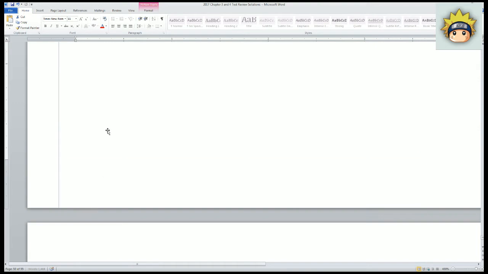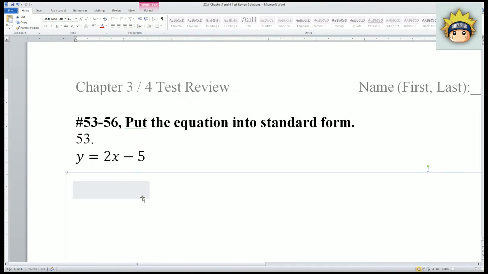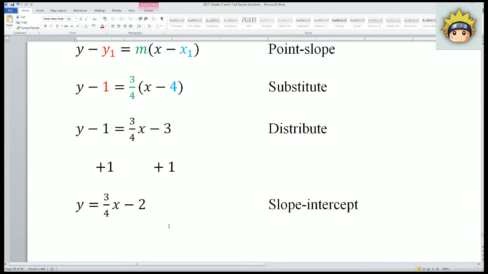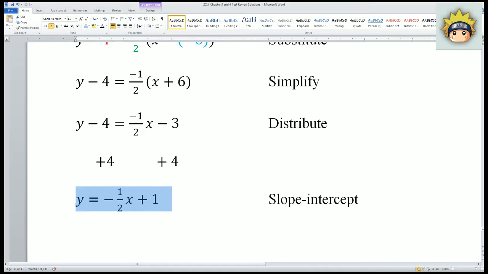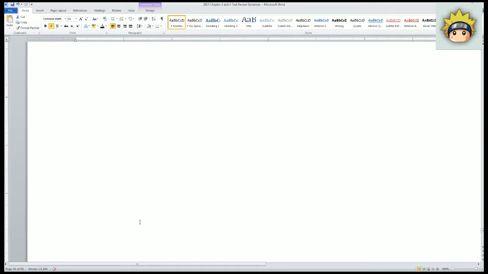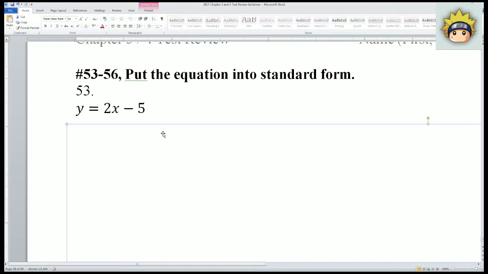We're going to go to the second part now. The second part is going to be asking us to put the equation in standard form. Notice how these are all equations of a line. These are all in slope-intercept form. We have a slope and we have an intercept. Now, we want to put it into standard form. Standard form, by definition, is when the variables are on one side and the constant is on the other side.